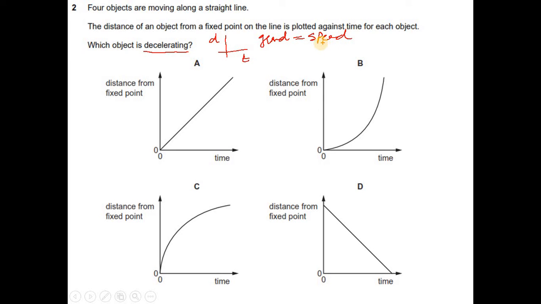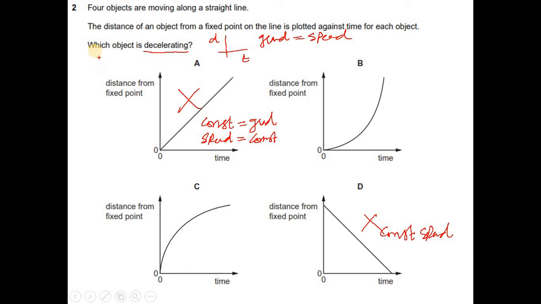Now in option A we have a straight line. That means we have a constant gradient, because of the straight line. That means speed is not changing. Speed is constant. Same for option D. We have a straight line, so again for option D we have a constant speed because of the constant gradient. That means you can exclude option A and option D immediately. We need to think whether we choose option B or option C.